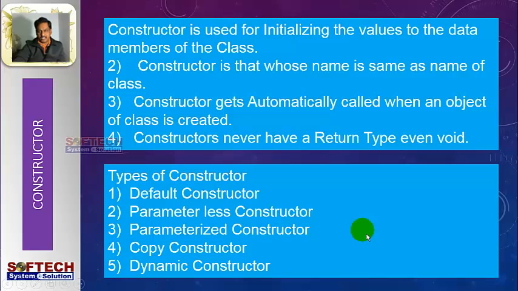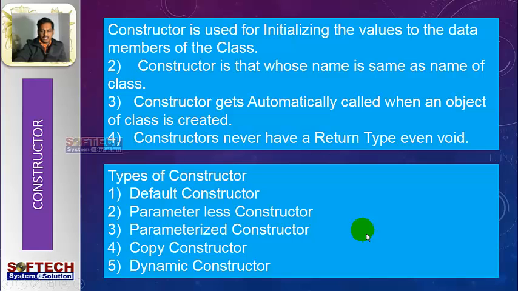The constructor name is the same as the class name. A constructor gets automatically called while the object is created. A constructor never has a return type, not even void. There is no return type.